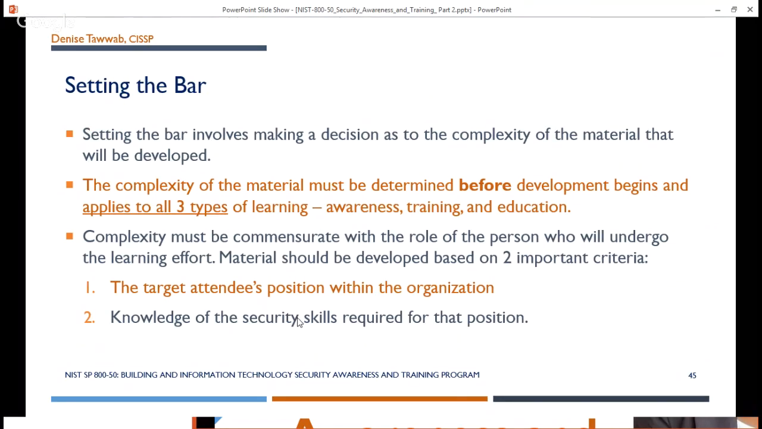Now, setting the bar, and this is where we decide on the level of complexity of the material that's going to be developed. The complexity of material must be determined before development begins and applies to all three types of learning. And if you remember from the first module, the types of learning are awareness, training, and education. Complexity must be commensurate with the role of the person who will undergo the learning effort. Materials should be developed based on two important criteria. One, the target attendee's position within the organization, and two, the knowledge of the security skills required for that position.